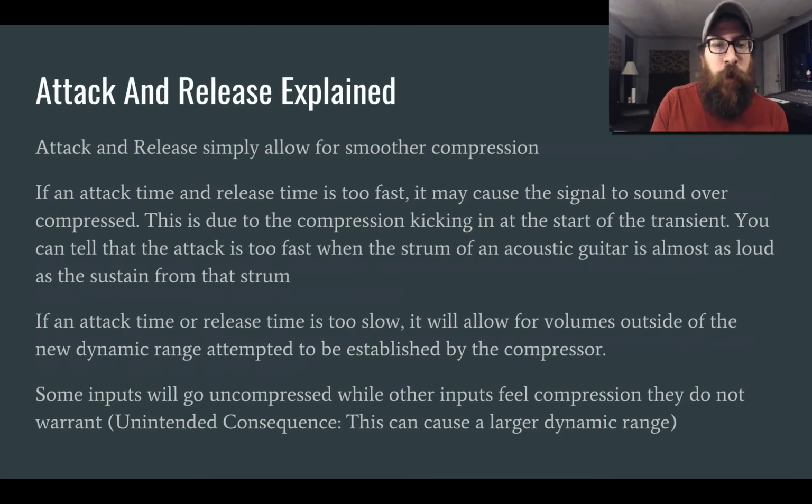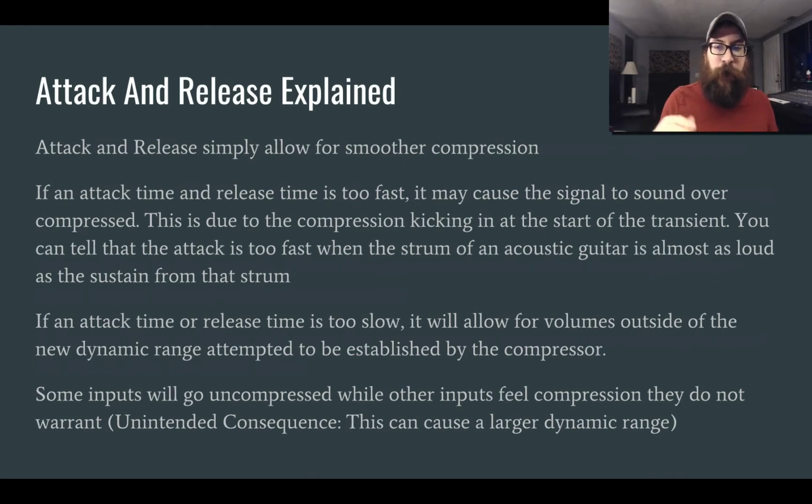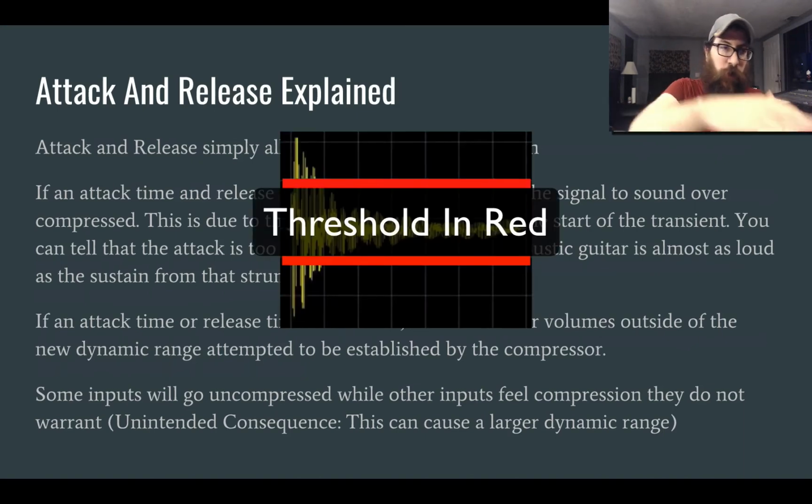If an attack time or release is too slow, it will allow for volumes outside of the new dynamic range attempted to be established by the compressor. So that just means that some inputs will go uncompressed, while some inputs will feel compression that they don't deserve. So what'll happen basically, some inputs will go completely uncompressed because it takes so long for that compressor to kick on that it goes up to exactly how loud it was. So if we were at 40 decibels, that one hit 40 decibels and we got no compression on it at all.